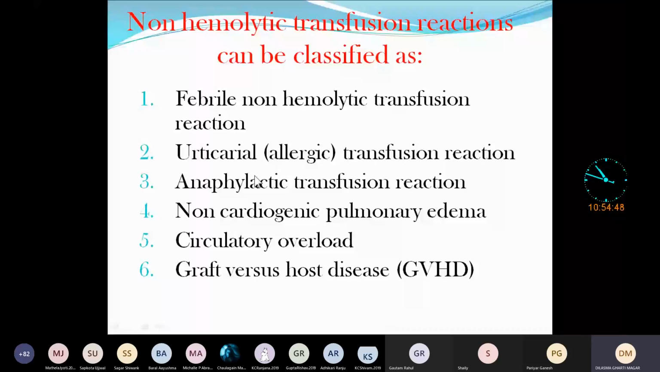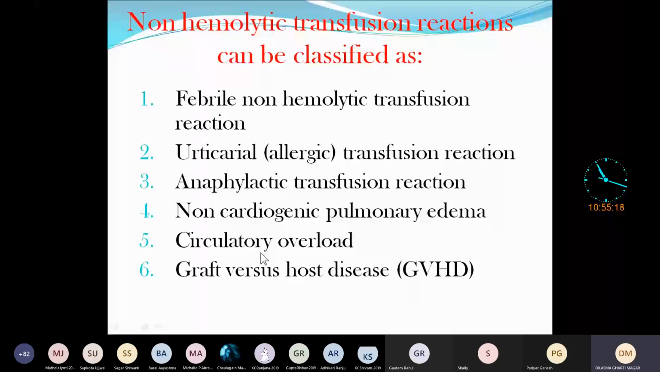And sometimes there can be the anaphylactic transfusion reaction. Anaphylactic means because of the allergy, there can be the anaphylactic transfusion reaction. So all these things come under the non-hemolytic transfusion reaction. Another one is the non-cardiogenic pulmonary edema. There can be pulmonary edema because of this transfusion, so that is known as the non-cardiogenic pulmonary edema.